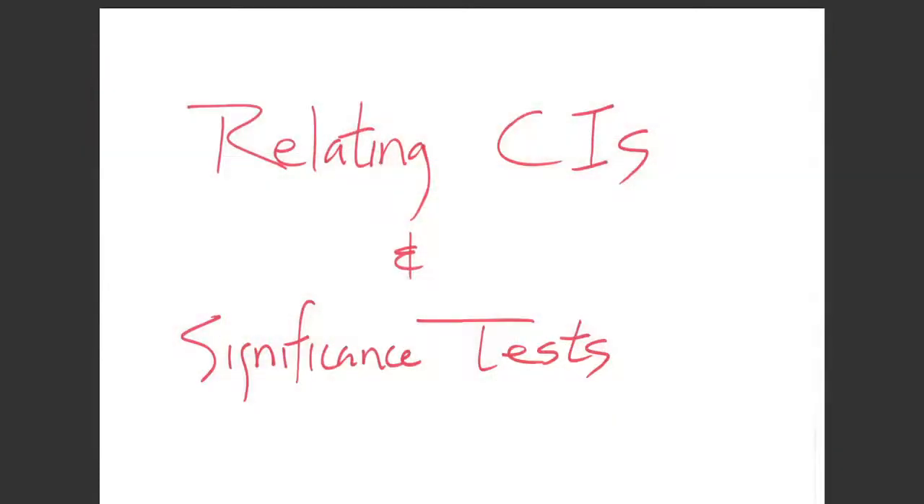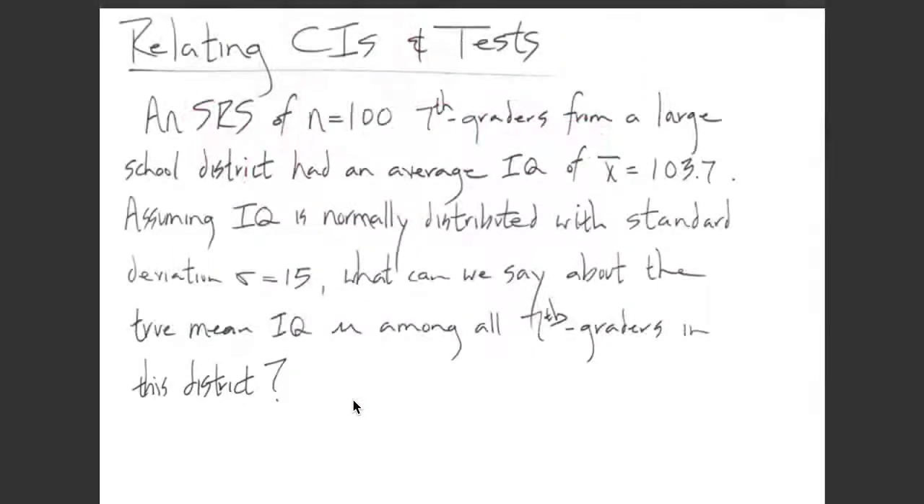So let's think about the last few concepts we've covered and see if we can find a relationship between them. Confidence intervals on the one hand, which are about estimating a parameter, and significance tests on the other, which talk about making claims about a parameter.